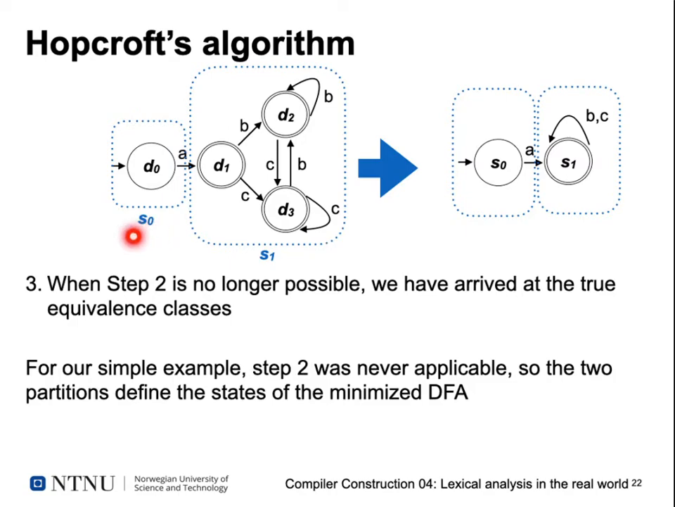So D0 is in its own new state S0 here. And the others can be joined into one and the same new state S1, which is here on the right-hand side. And of course, we have all the transitions in our graph here in this new state S1, going from S1 back to itself when reading either a B or C. So this algorithm we can obviously also implement on a computer, and this helps to minimize all of the states you need to implement your DFA for detecting a certain pattern.